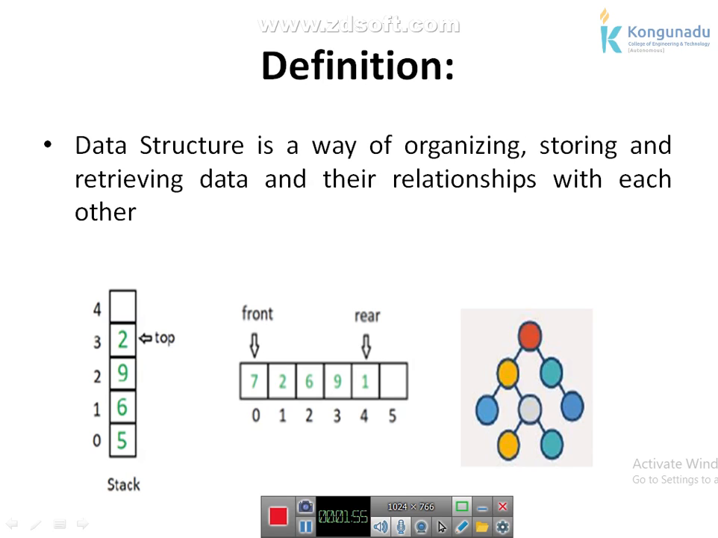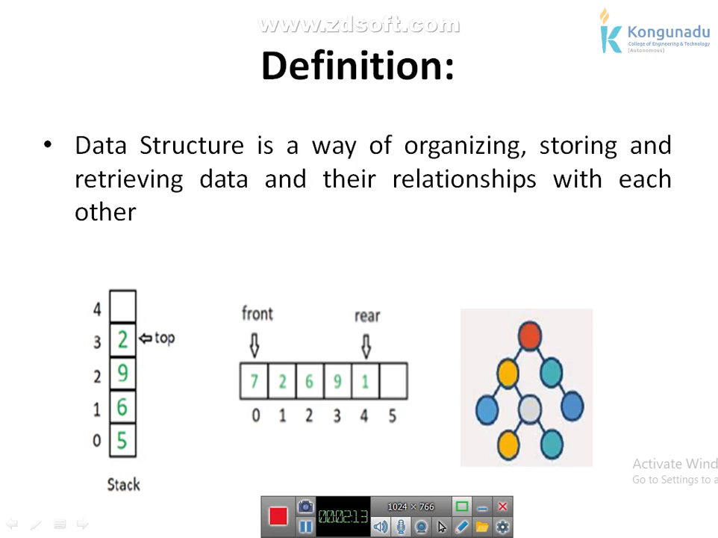The next image represents the tree structure. Here we have the root node, child node, that means parent node, child node, siblings, and leaf node. This is the representation for a tree. These are all the data structure representations.